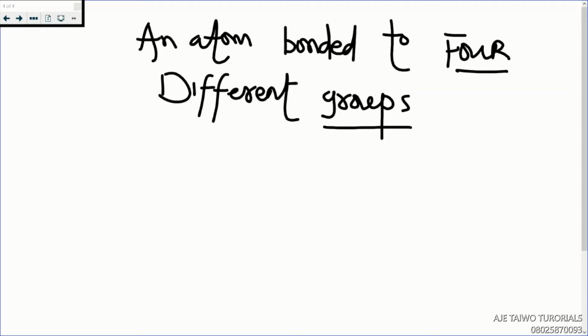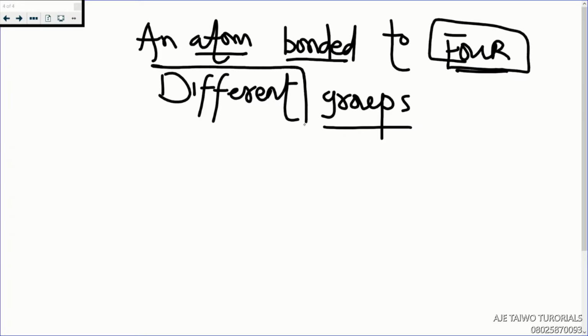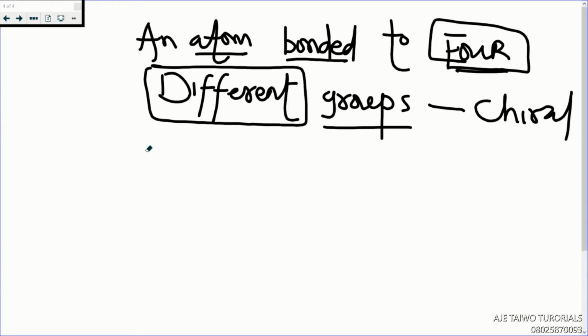That atom will be called a chiral center. That carbon atom will be a chiral atom. You have an atom bonded to four different groups, and it will be called a chiral, or an asymmetric, center.